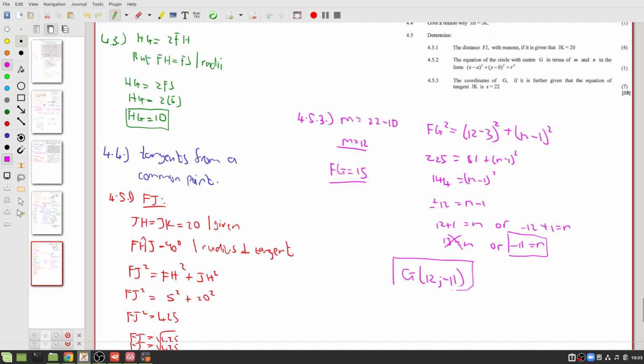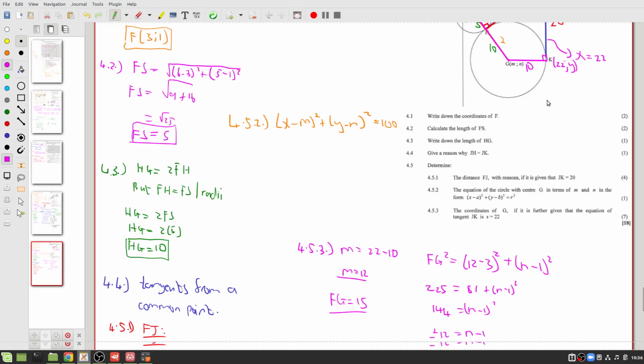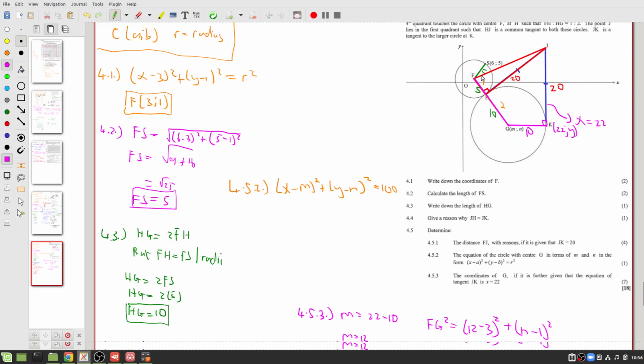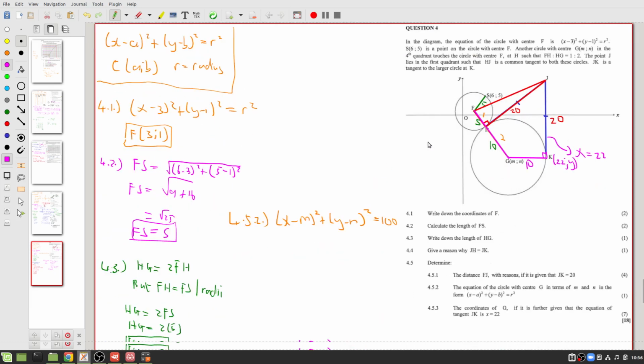Great. There are many other ways we could use to find the coordinates of G. Let me know which one you chose. One of my other instincts was to find the coordinates of H first, and then use the 1 to 3 ratio to find the coordinates of G. But finding the coordinates of H would also be a bit of work. Let me know if you chose that method or maybe any other method. And then I'll see you again for question 5.